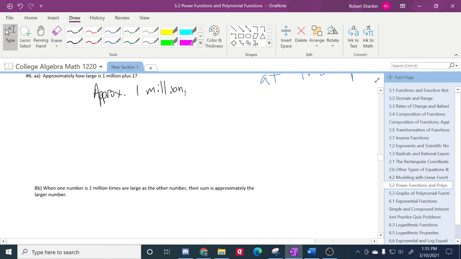Let's go to the next one. When one number is 1,000,000 times as large as the other number, their sum is approximately the larger number.